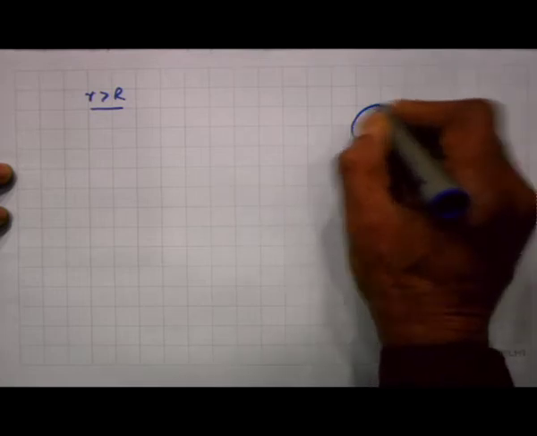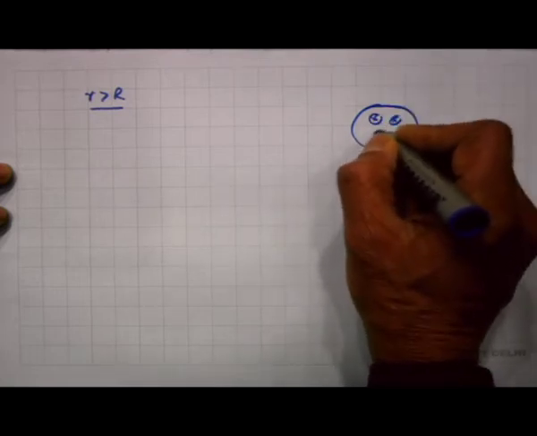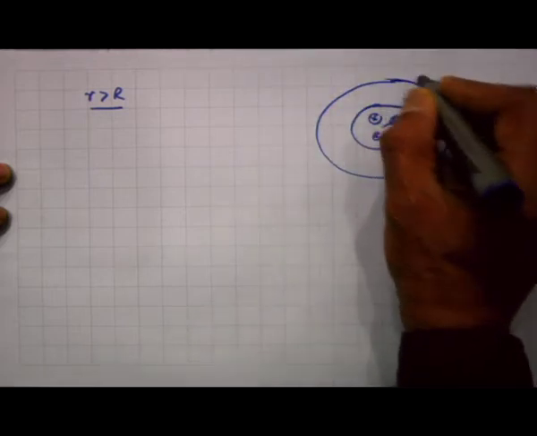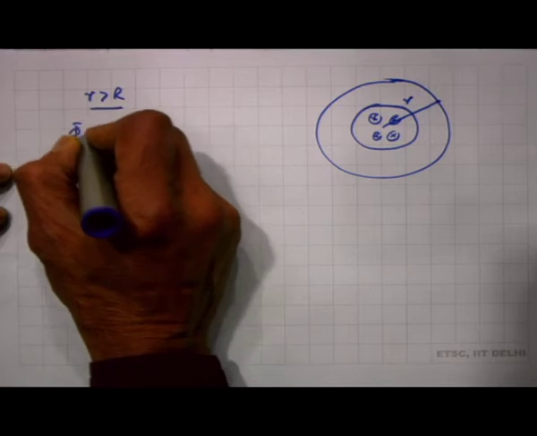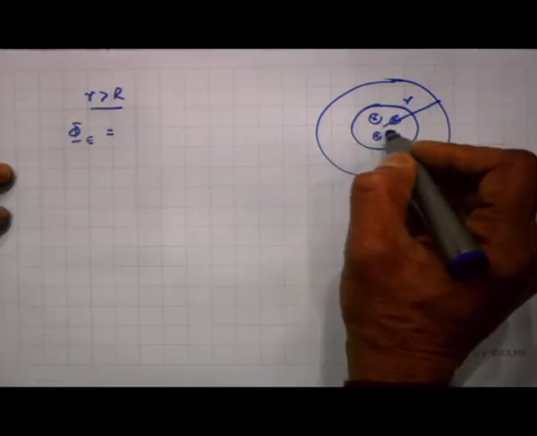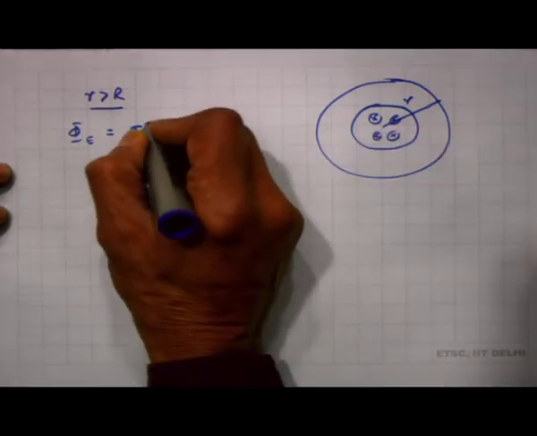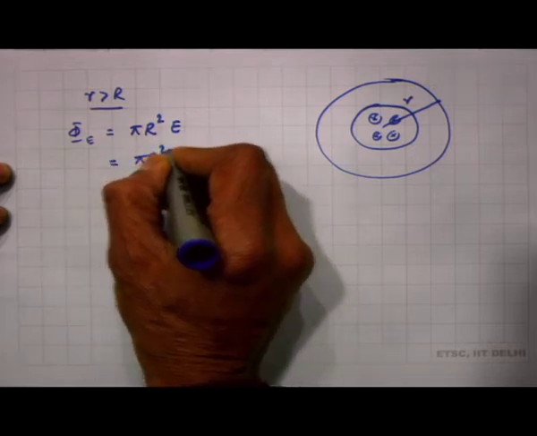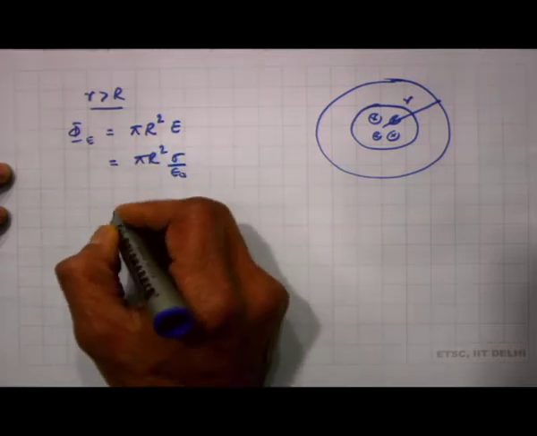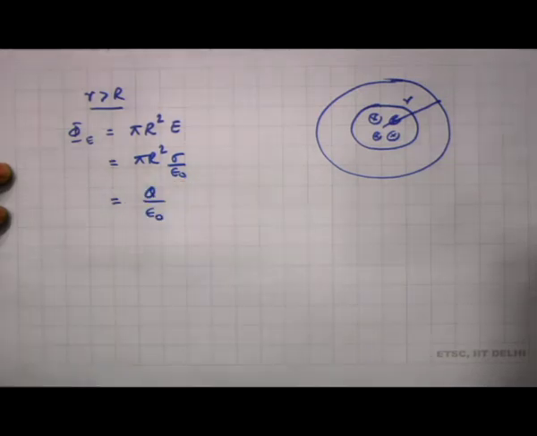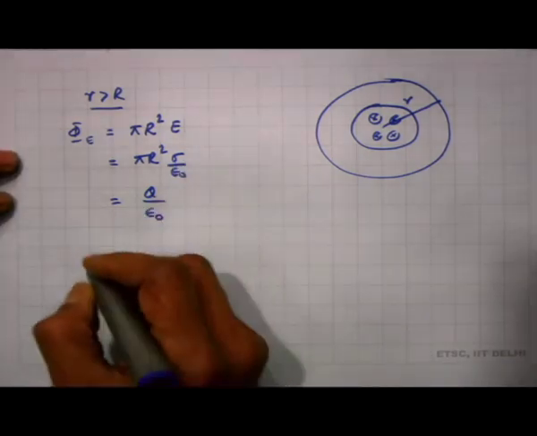Now for r greater than capital R, this is my capacitor plates, the electric field is pointing downward here again, and I take a path outside. So, this is my distance r. Now phi e is equal to, please remember the electric flux is only present in the radius capital R, so pi R squared into E, which is equal to pi R squared into sigma by epsilon 0, and sigma into pi R squared is nothing but q, because pi R squared is the area of the plates times the charge density, which is the total charge.